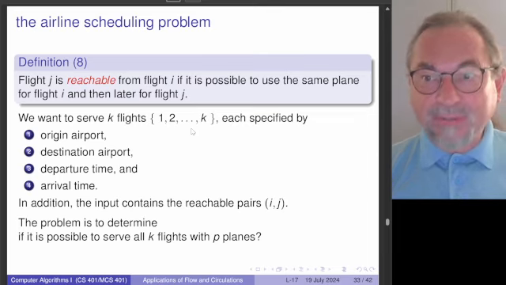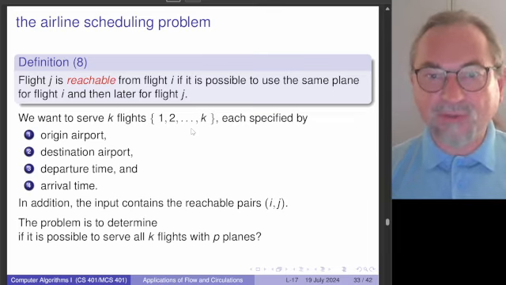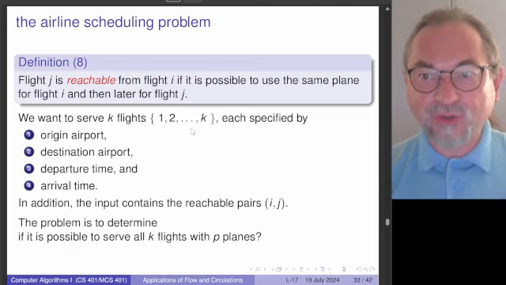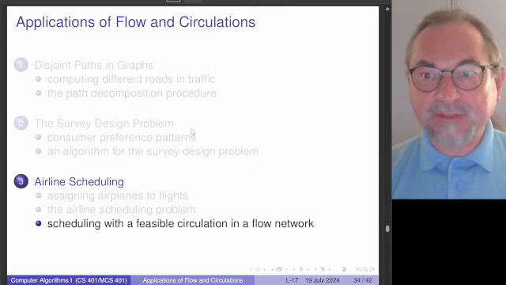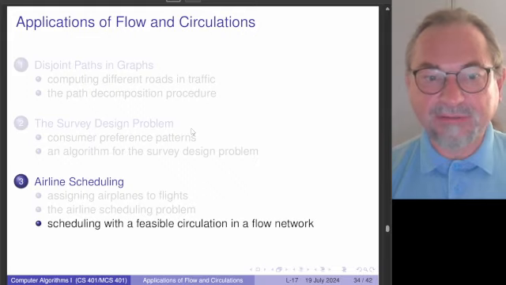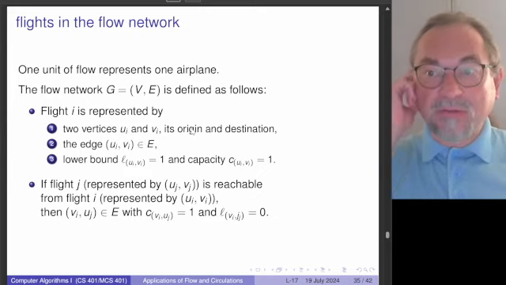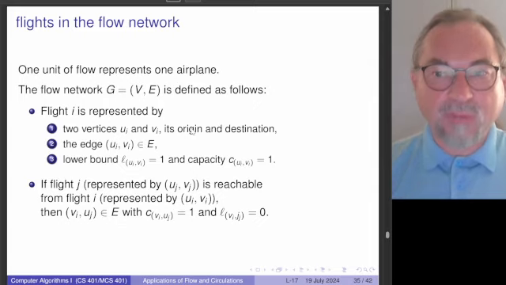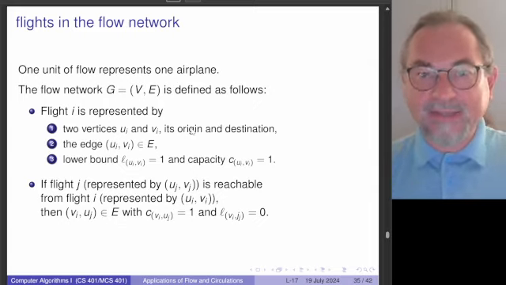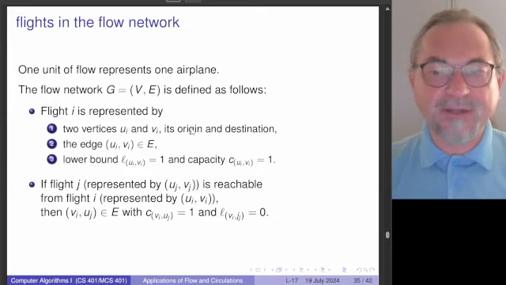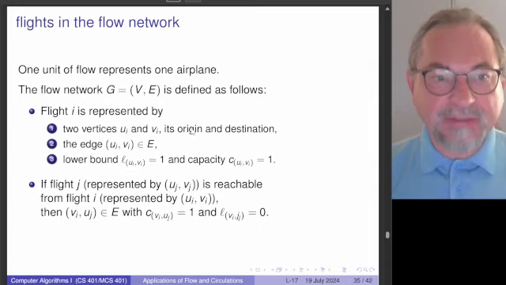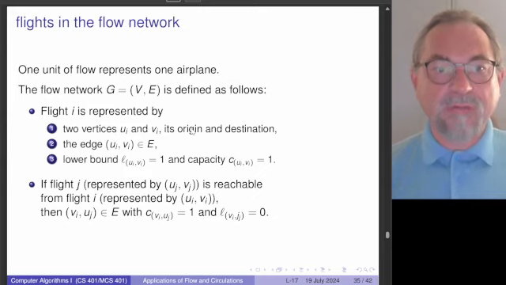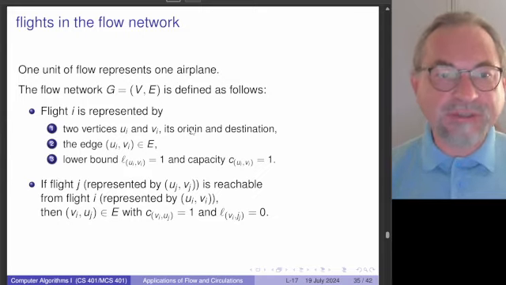So it's a feasibility problem. It will also be formulated as a circulation problem. Does a feasible circulation in a flow network exist? So how are we going to define our flow network? The flow network is the input to the Ford-Fulkerson algorithm. We will represent that flow network by a set of vertices and edges.